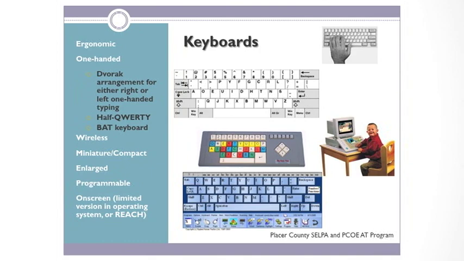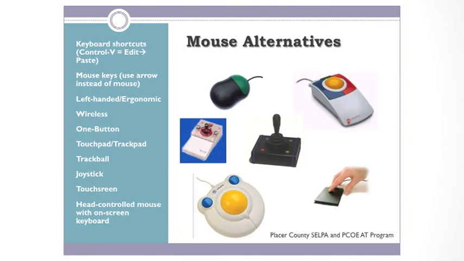There are wireless keyboards, which obviously allow you to change the position and how close you're sitting to your computer and your monitor. There are also on-screen keyboards that you can use that are either accessed via a touch screen or with your mouse selecting the letters. Here are some examples of some mouse alternatives. You can see up there, there's a trackball, which may help somebody who can't move the mouse around on a mouse pad. There's a joystick, a touchpad, different types of mouse alternatives.